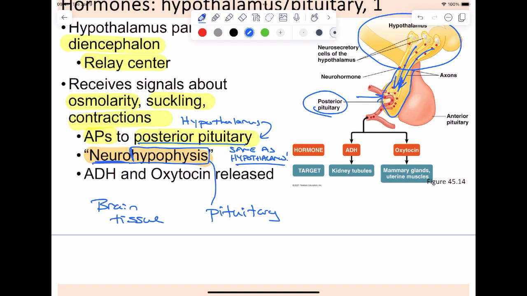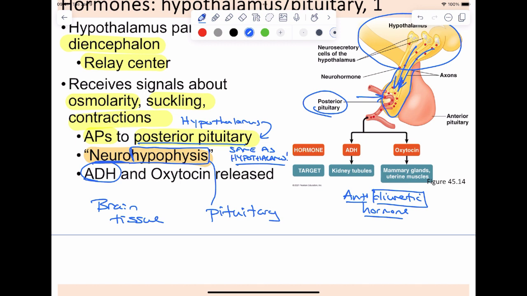It secretes two and only two hormones, it being the neurohypophysis, the posterior pituitary. One of them is going to be called ADH. ADH stands for antidiuretic hormone. So hormone, got it. Anti, against, got it. Diuretic.